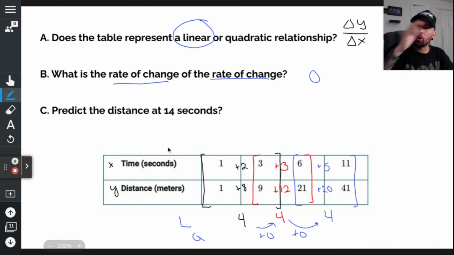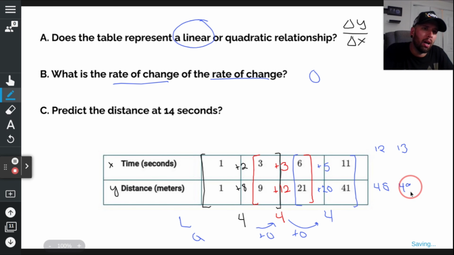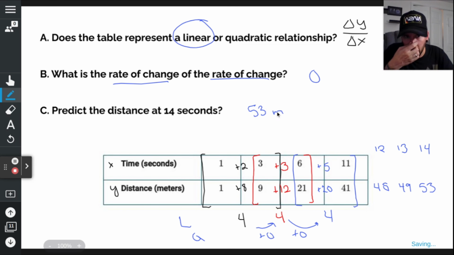So predict the distance at 14 seconds. Okay, well, at 12 seconds, we're going to add 4 more, so that gives me 45. And at 13 seconds, we're going to add 4 more, so that gets me 49. And at 14 seconds, we're going to add 4 more, so that gives me 53. So the distance at 14 seconds is going to be 53 meters. Kind of a gross problem, and it looks gross.